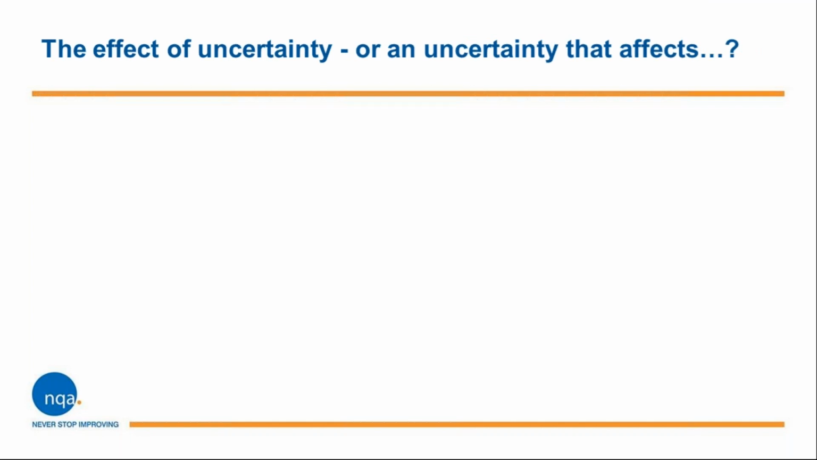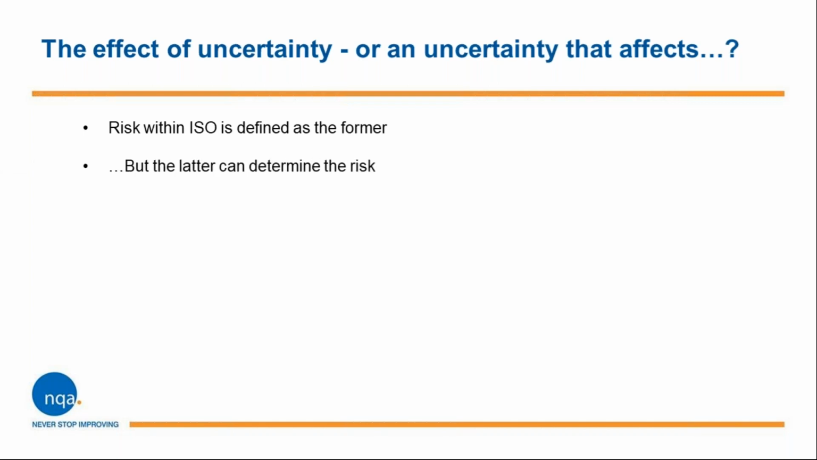It's an unusual kind of phrase, but ultimately they do go hand in hand. Obviously, within ISO, it's defined as the former, so the effect of uncertainty. So what's not known, what's not absolute, and the effects associated with that. Or once you've identified that uncertainty, that can obviously affect your business, and you need to look at the next stage and the actions that come out of that, which is what we're saying there.